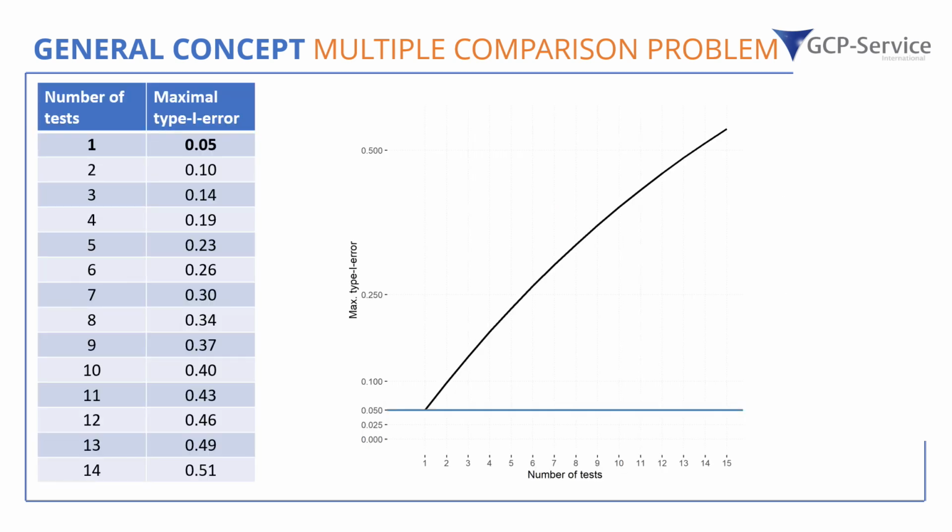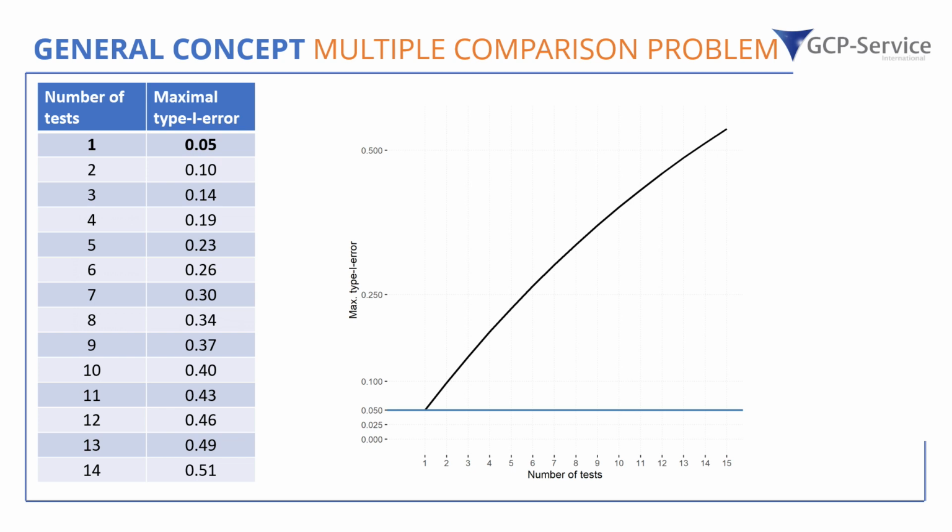And to give an impression of how the type 1 error is inflated, we have here on the x-axis the number of tests we conduct, and on the y-axis the maximum type 1 error. We see that when we have one test, the maximum type 1 error is controlled at our significance level of 5%. But when we test twice, the type 1 error is already inflated. We have a table here where the exact values are displayed, and we see that when we test 14 times, the maximum type 1 error is over 50%.